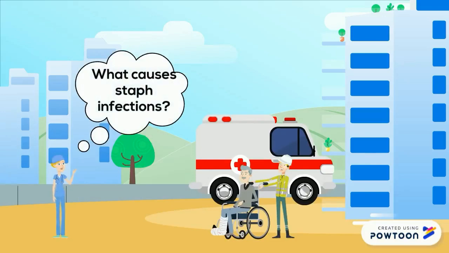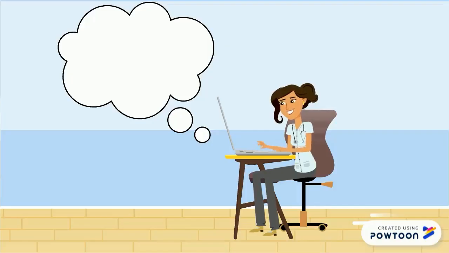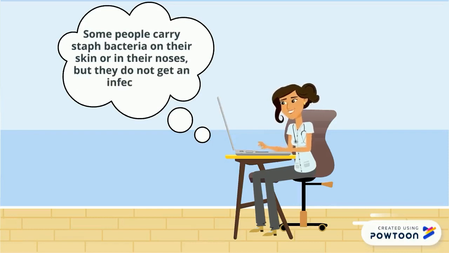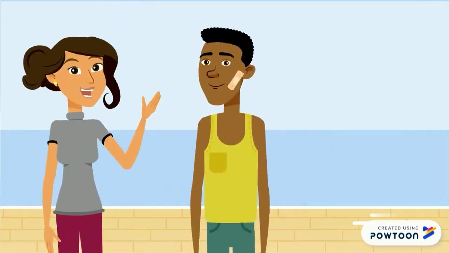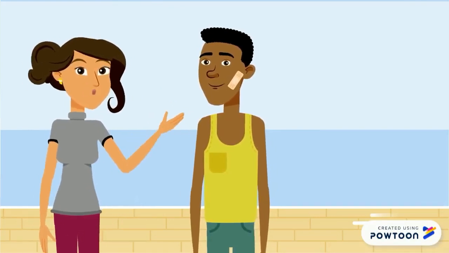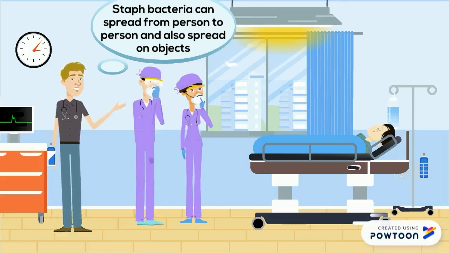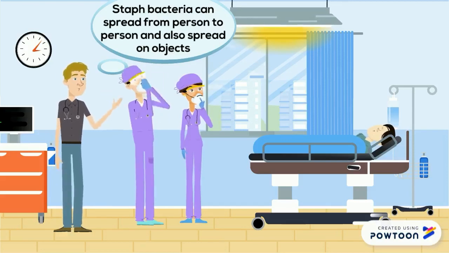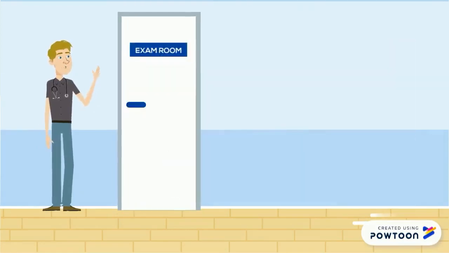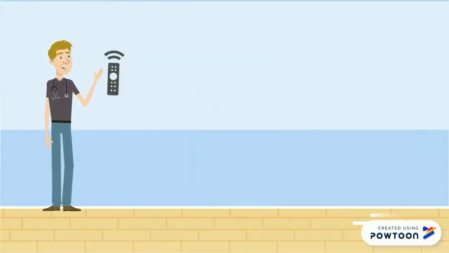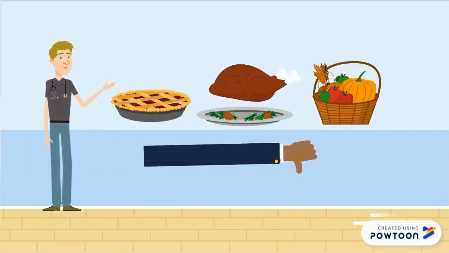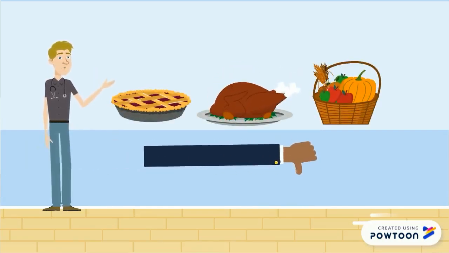What causes staph infections? Some people carry staph bacteria on their skin or in their noses, but they don't get an infection. But if they get a cut or wound, the bacteria can enter the body and cause an infection. Staph bacteria can spread from person to person. They can also spread on objects such as tools, clothing, door handles, athletic equipment, and remotes. If you have staph and don't handle food properly when you are preparing it, you can also spread staph to others.